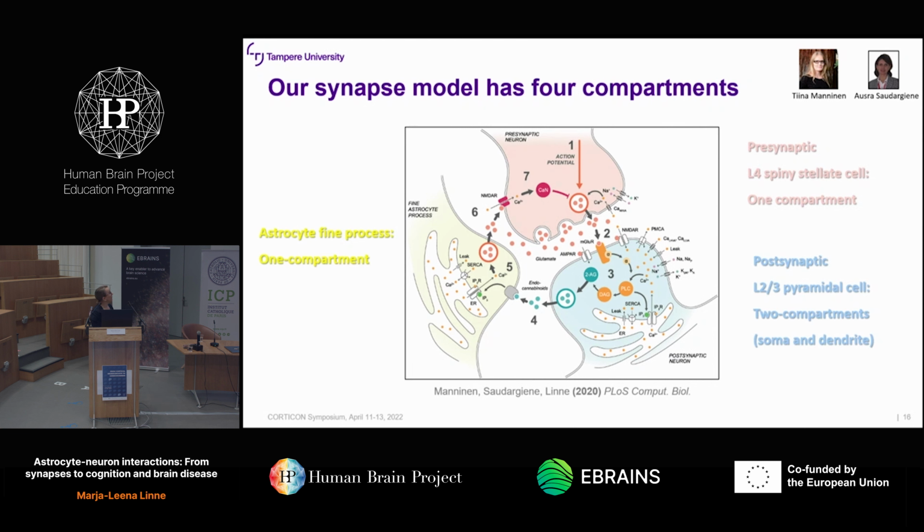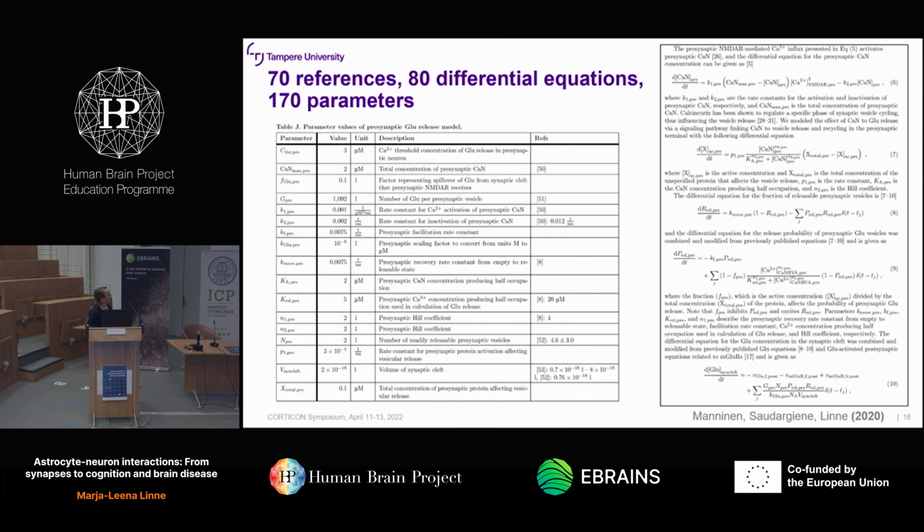The model is very complex, and many of you might ask, why do you need such a thing? Well, I guess later we will reduce this to have fewer than 80 differential equations, but in order to understand what is really going on in this synapse, we had to do this. We have altogether 170 parameters, and either the equations or data for these parameters are taken from these 70 references that we went through. And I must say that it's the wonderful work of Tiina Manninen, who is able to dig out these things.